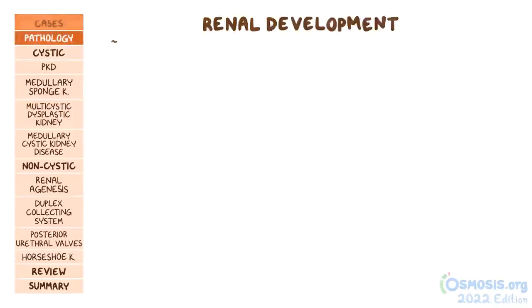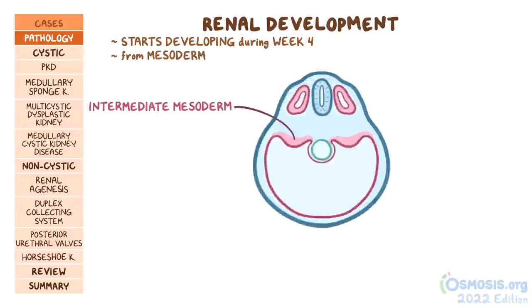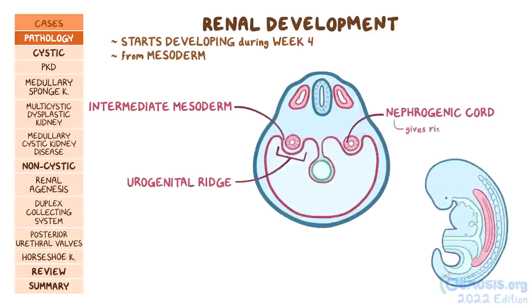The renal system starts developing during week 4 of intrauterine life. It comes from the mesoderm, which is one of the 3 primitive germinal layers. More specifically, it develops from a portion of the mesoderm called the intermediate mesoderm. The intermediate mesoderm on either side of the embryo condenses to form a cylindrical structure called the urogenital ridge, and a portion of the urogenital ridge called the nephrogenic cord gives rise to the urinary structures.